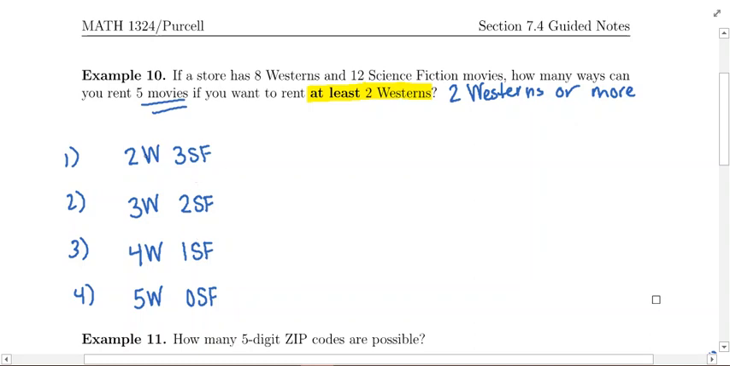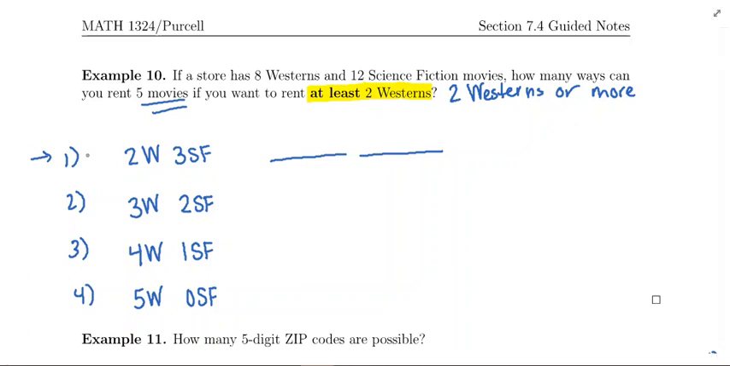So let's take a look at 2 westerns and 3 science fiction movies. You're going to have blanks here because remember, there's not just 2 westerns in the store. There's a total of 8 westerns, and in this first condition, out of the 8 westerns, you're going to be choosing 2. And same thing with the science fiction films. There's 12 of those total, and you're going to be choosing 3 of them.